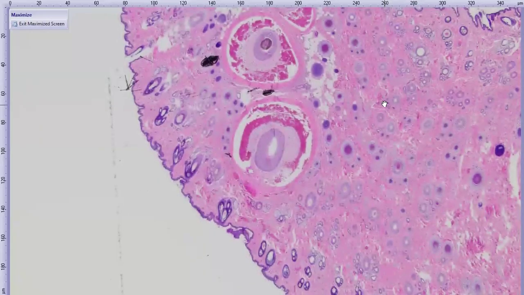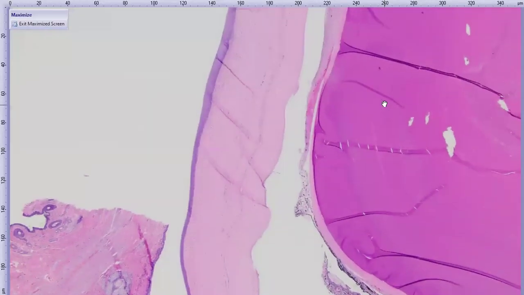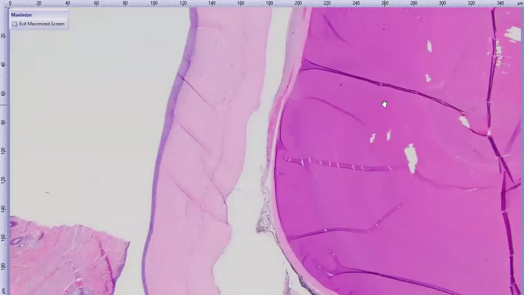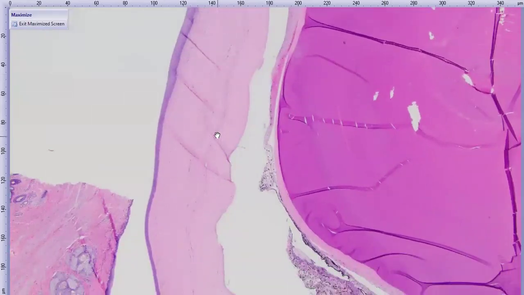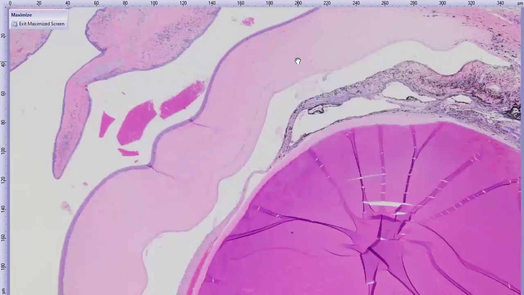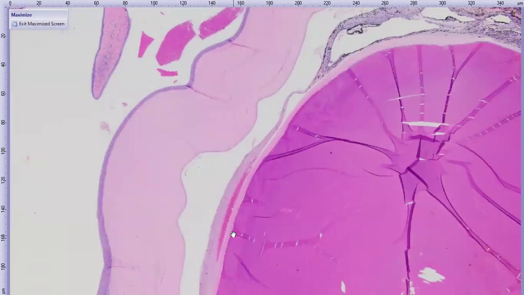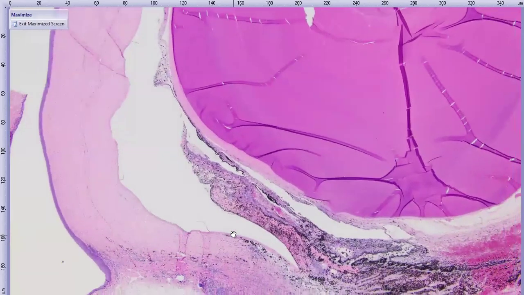Lovely sinus hairs here in our lid, but I'm more concerned about what's going on in the globe. So here's our cornea here. We've got some hyperplasia of the epithelium. It's a little bit cellular. We've got some neutrophils and blood vessels coming in. Not surprising given what's going on here. As we walk around, we've got this fibrovascular tissue in front of the lens here. So we've got a pupillary fibrovascular membrane.